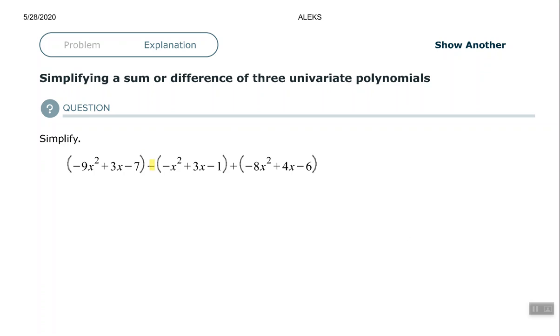All right, so I see a minus in front of that second polynomial, which tells me that I need to change all of those signs. In order to change the minus to the plus, I need to change all of the signs in the parentheses to the right of it. So let's rewrite this problem.